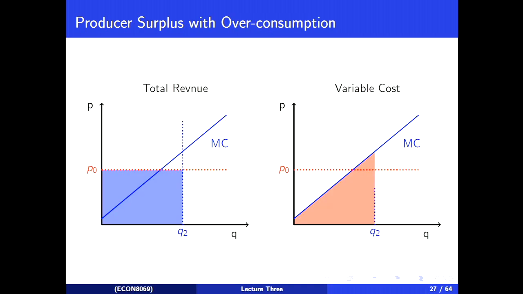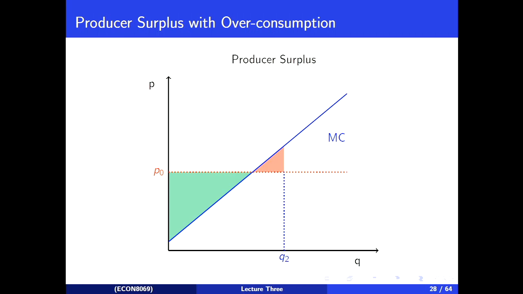We could talk about overproduction as well. This should say production at the top, not consumption. About overproduction. So if I face a price P0, I produce Q2, you'll notice that I do worse because this is my revenue, this is my variable cost as before, but now we have this nice area in green of producer surplus, but we lost this red area.